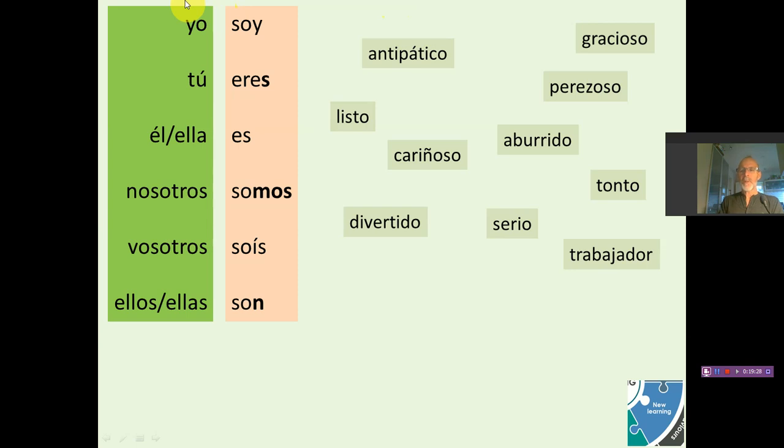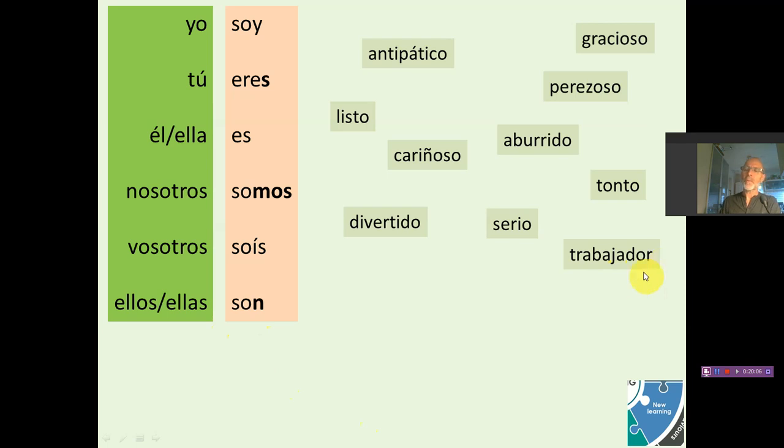So next, how would you say "they are hard-working"? Bearing in mind you need to make the adjective plural, because "they" is clearly plural. And let's say it's a bunch of girls or women that you're talking about. So, they are hardworking. It's going to be ellas son trabajadores.